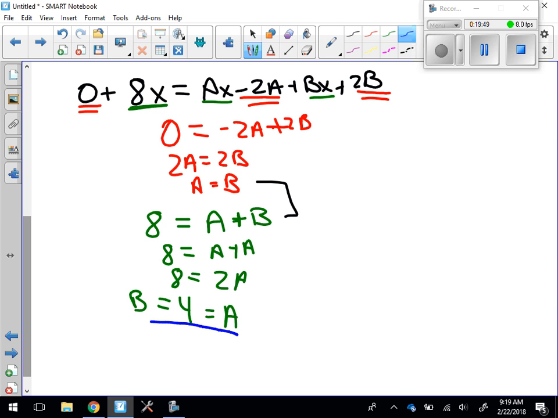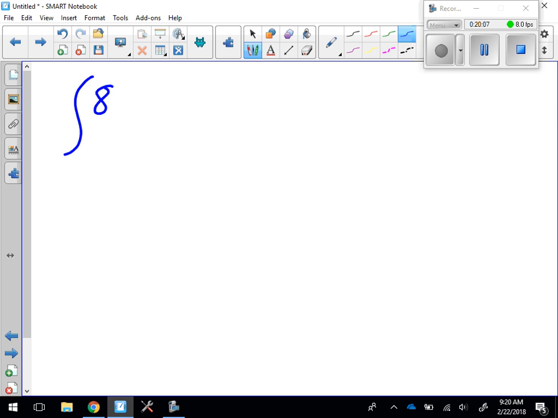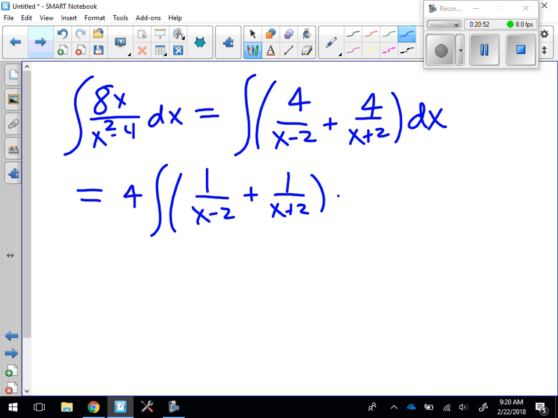All right, so the danger in doing a multi-step problem is that you forget that you're not done yet. Remember that all the way up here, what I was trying to do was simplify that integral. So my integral, which was 8x over x squared minus 4 dx, is now 4 over x minus 2 plus 4 over x plus 2 dx. I'm winging it here because my notes are over there. So I can pull out this 4: 1 over x minus 2 plus 1 over x plus 2 dx.